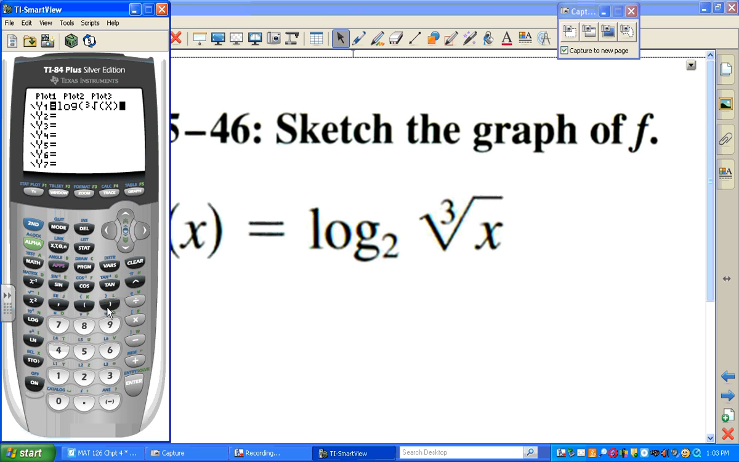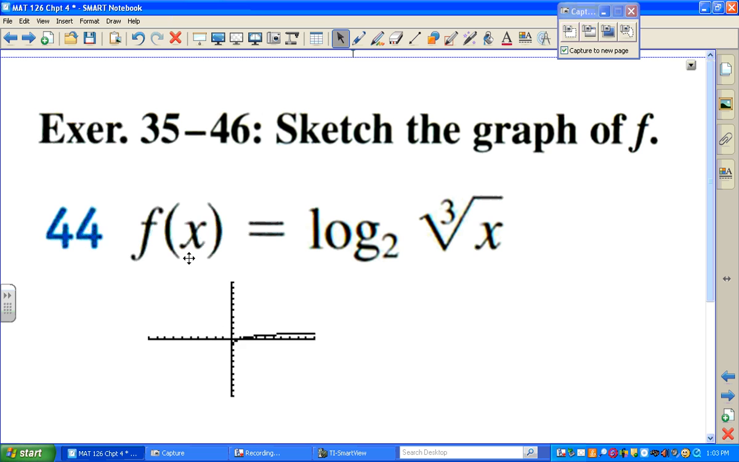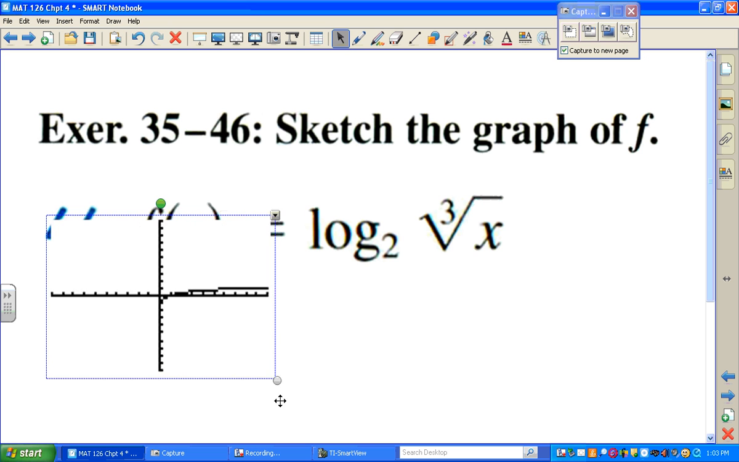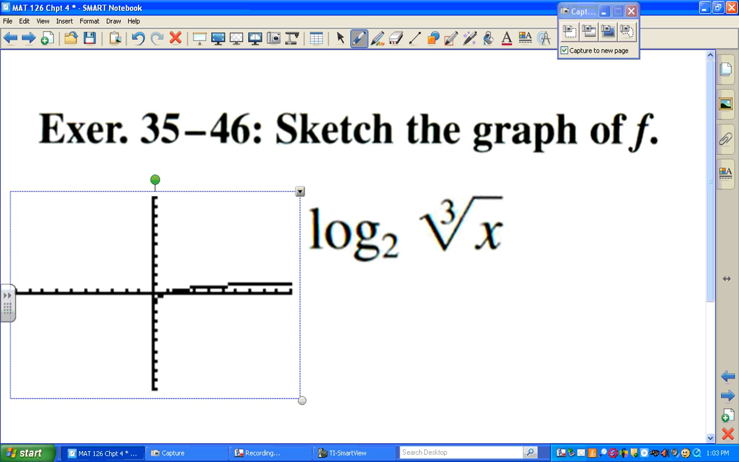4x divided by log of 2. Graph it out. I think it'd be a very narrow graph again. Yeah, it would. You could change your window if you wanted to investigate it further, but there is a vertical asymptote right here. Okay, there's a vertical asymptote there.